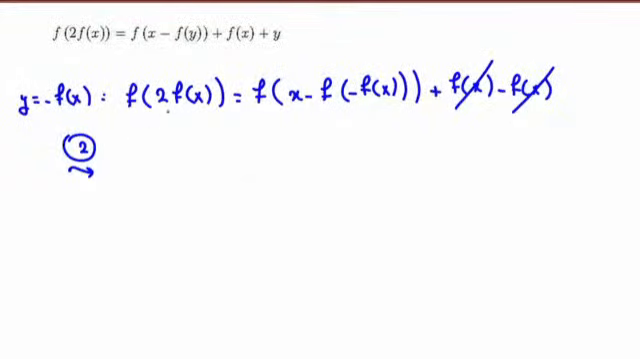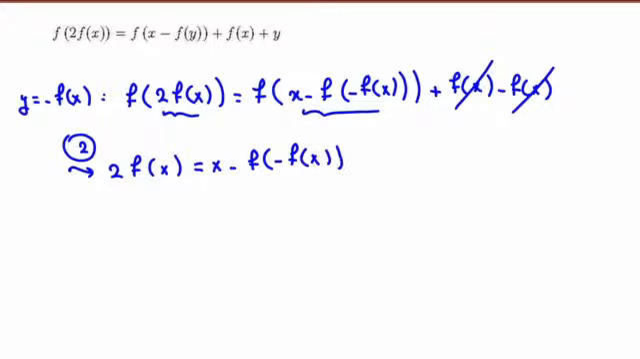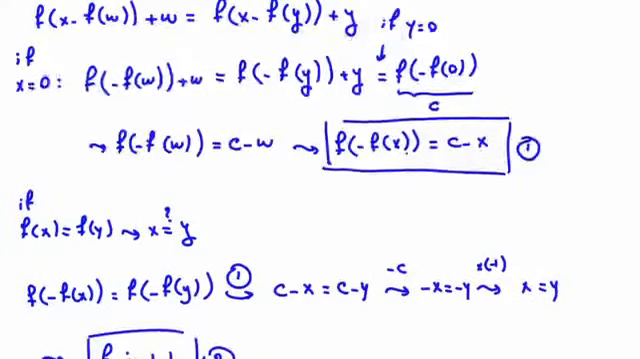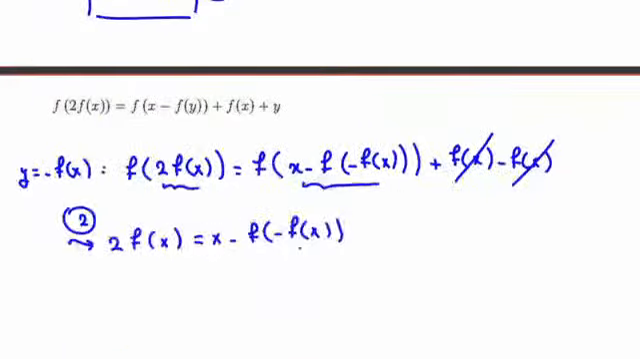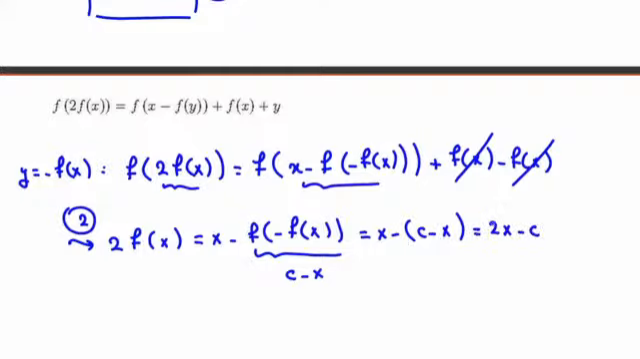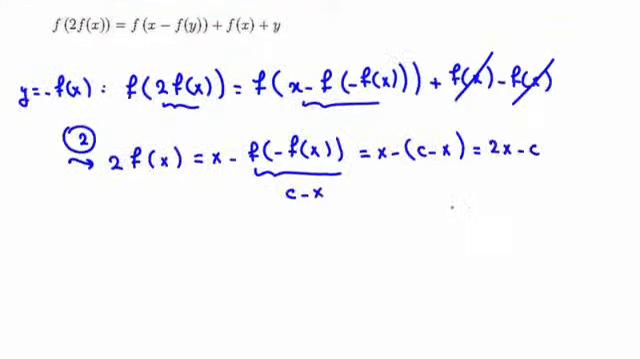Now here, because f is 1 to 1, we can say the insides are equal. So 2f of x equals x minus f of negative f of x. And for this one, by the first thing we've reached, f of negative f of x is c minus x. So here you can say c minus x, so it is x minus (c minus x). So it will be x minus minus x, 2x minus c. Okay. Now here, we can divide both sides by 2. And we can say f of x is x minus c over 2.